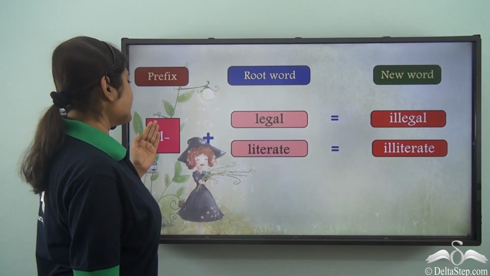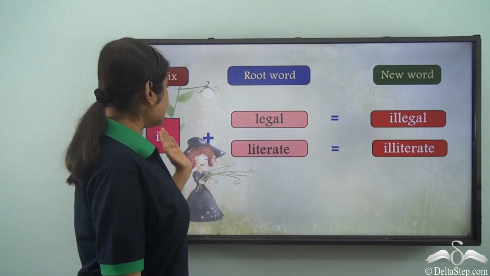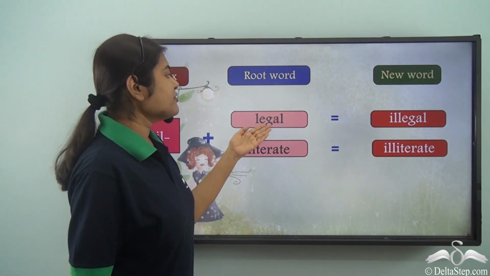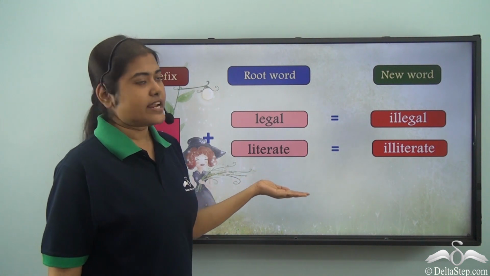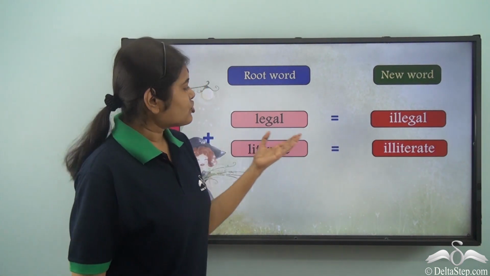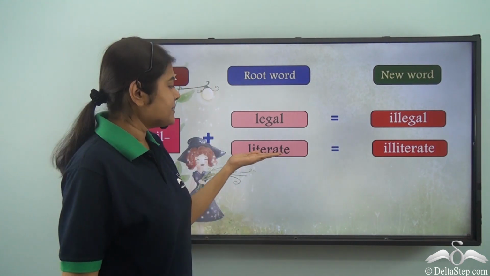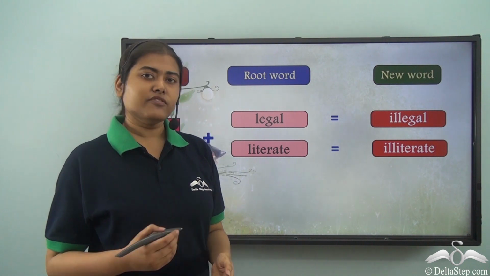Similarly, we have il plus legal equals illegal, il plus literate equals illiterate. So something which is not legal is illegal, someone who is not literate is illiterate. So legal and illegal are antonyms of each other. Similarly, literate and illiterate are also antonyms of each other.